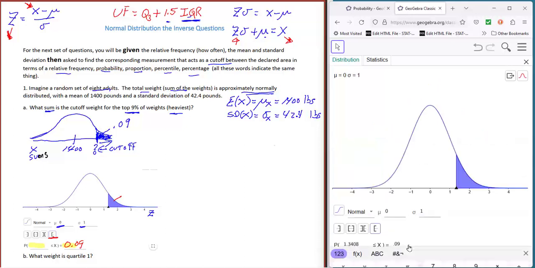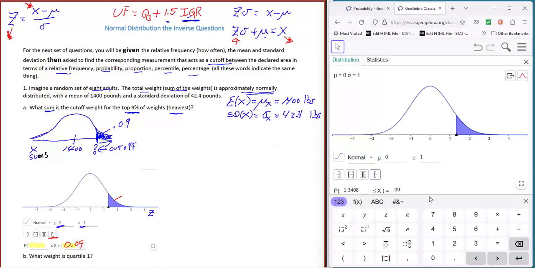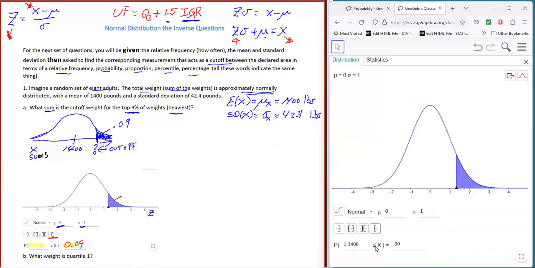And I'm going to do it one more time just to make sure. Sometimes I get confused. And no, it's there. Okay. I wasn't sure for a minute. And this is my input. In other words, the number I'm after is 1.3408. Okay. So now I'm going to use this formula.